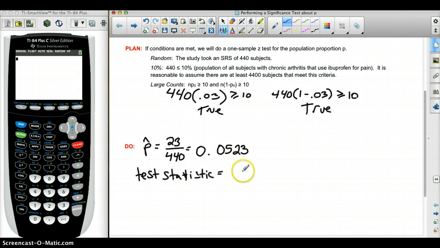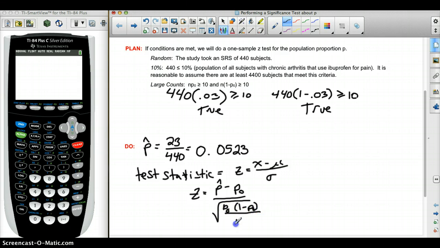So remember, you're doing z equals x minus mu over the standard deviation, except in this case we're going to have z equals p-hat minus mu, which in this case is your null parameter, over the standard deviation. Remember, we have to use the formula for the standard deviation of a proportion, which is going to be p, the null parameter, times 1 minus that null parameter, over the sample size. Okay, so we substitute in.